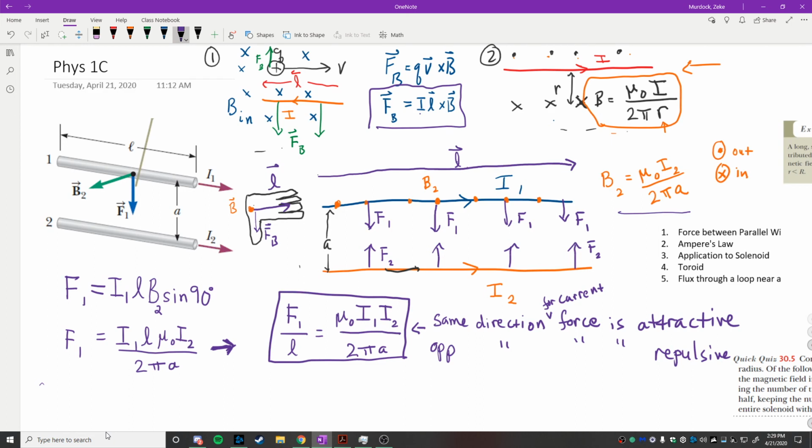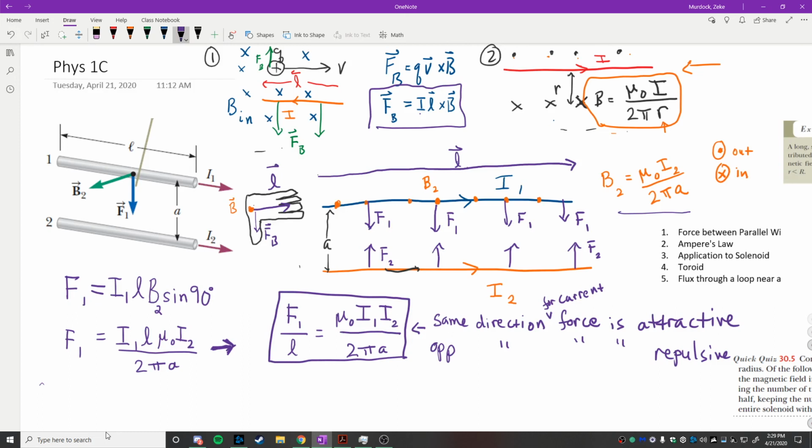Okay, so same direction for the current, the force is attractive. Opposite direction, the force is repulsive. I really wish we were at school right now because we have an amazing demo for this. But I do have a demo I can show you of this on the internet. Before we do that, I just want to ask a couple questions here about this equation.